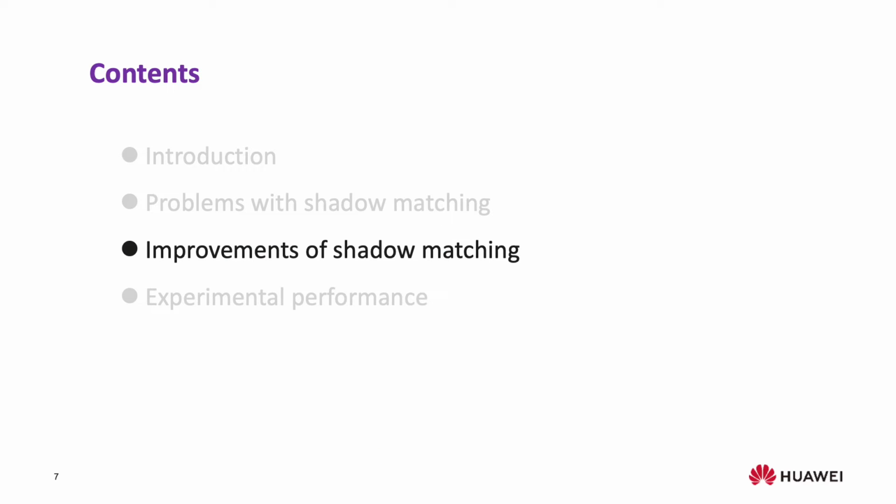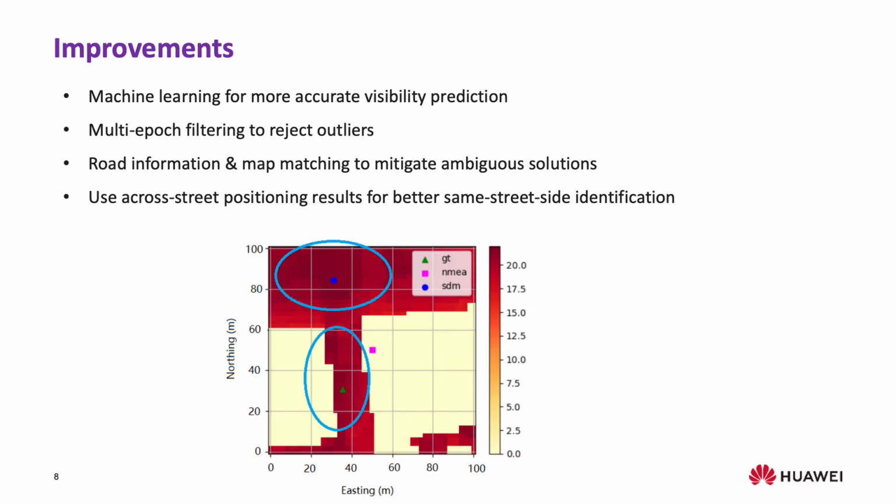To mitigate the problems, we made some efforts to improve the shadow matching algorithm. The improvements include the following parts. First, to use a machine learning algorithm for more accurate line of sight or non-line of sight satellite visibility prediction. The second one is to make use of multi-epoch filtering to fully use the historical positioning solutions to reject outliers. The third part, to use the road information and map matching algorithm to mitigate the ambiguous shadow matching solutions.